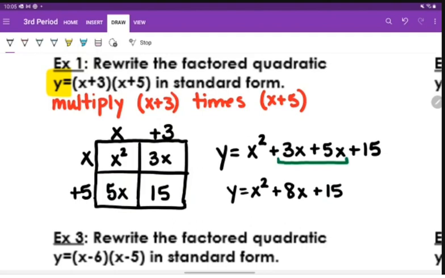So we end up with x squared plus 8x plus 15. And that is our standard form. Just a hypothetical question for you. In this example, once we've turned this from factored form into standard form, it should be really easy for us to find A, B, and C. Can I get any volunteers to tell me what they think A and B and C are equal to?